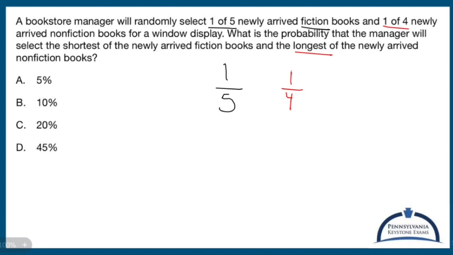When you have multiple probabilities going on, compound probabilities, you multiply those together. 1 times 1 is 1. 5 times 4 is 20. 1/20 is the same as 5%. And that's your answer there.